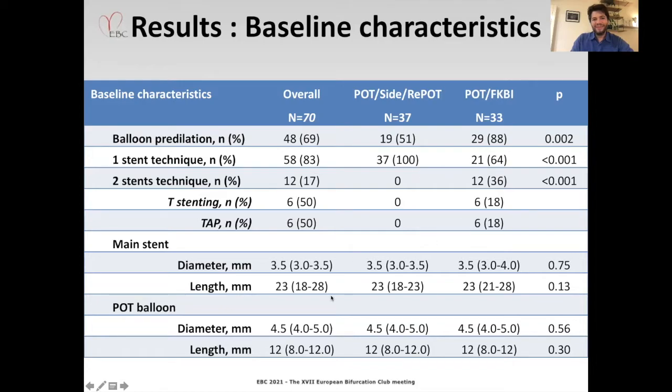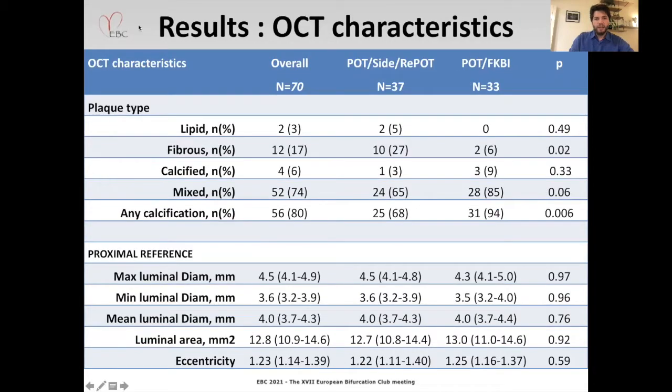Moreover, there was no significant difference in terms of dimensions for the main stent and the POT balloon used in the PCI. These are the OCT characteristics of our patients. The patients from the POT final kissing balloon inflation group had a higher incidence of any calcification on baseline OCT, which suggested they had more complex lesions, but there was no difference between the two groups in terms of maximal or minimal luminal diameter.